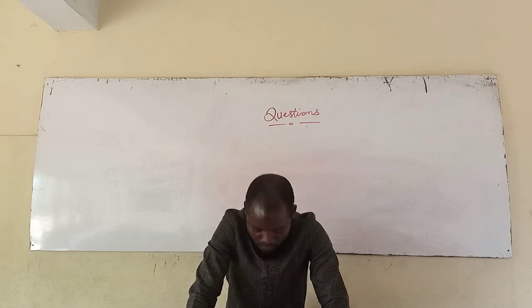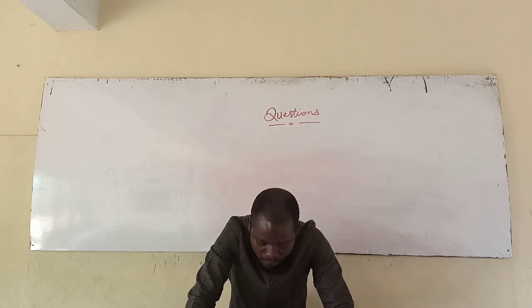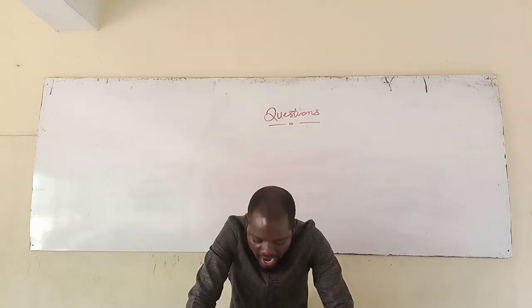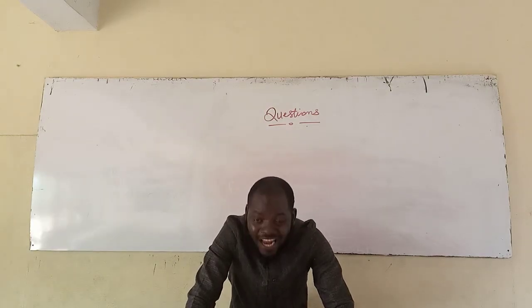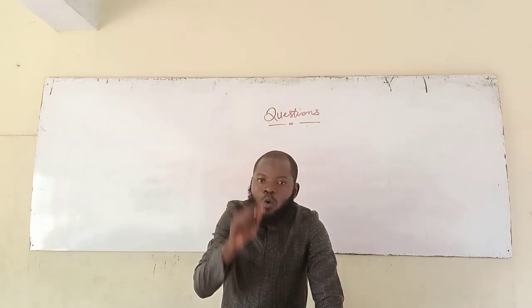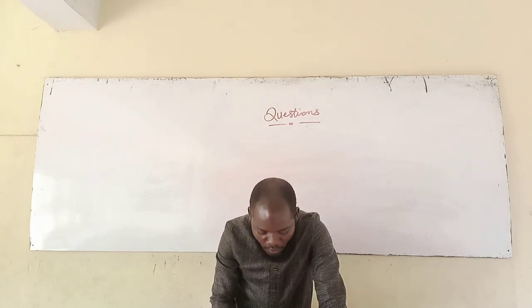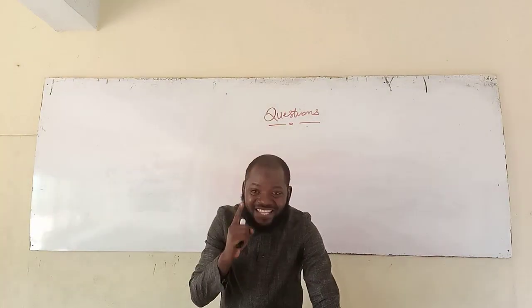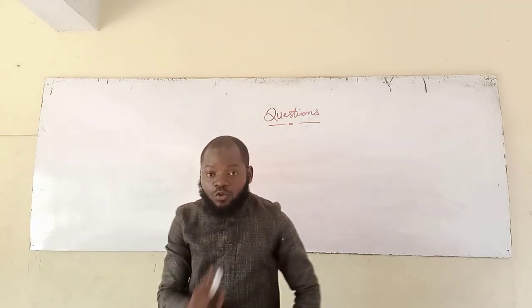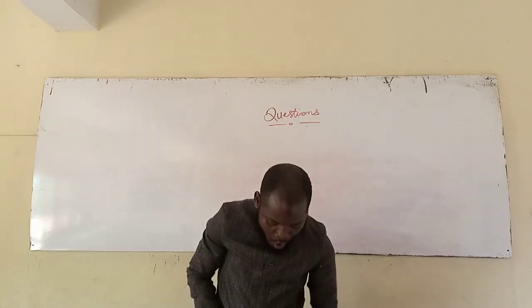1992 number 1. What is the least possible error in using a rule graduated in centimeter? What is the least possible error in what? The least possible error in using a rule graduated in centimeter. They want to get you. Let me see if you are smart.